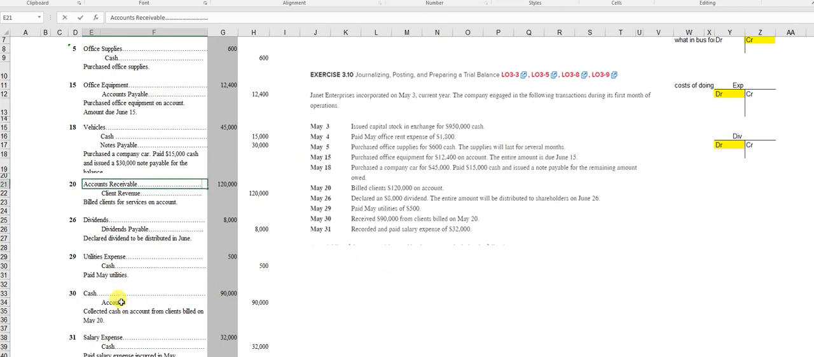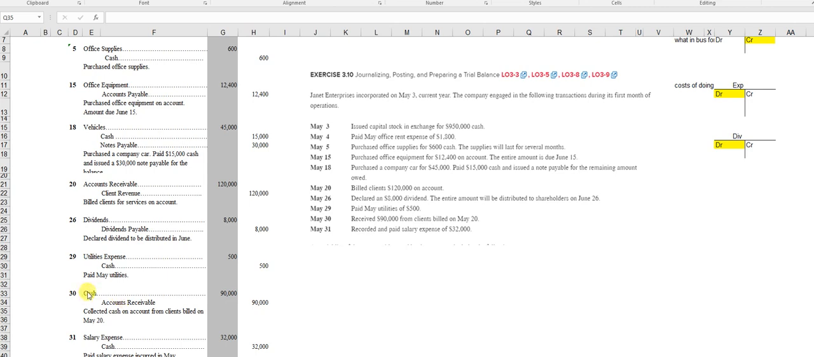Okay, so it looks like this one is actually missing. Oh, it shows accounts receivable up here. I'm not really sure why it's not. Okay, I got the receivable to show. So I received the $90,000 from clients billed on May 20th, so I take it out of accounts receivable because I no longer am going to receive the money because I got it.